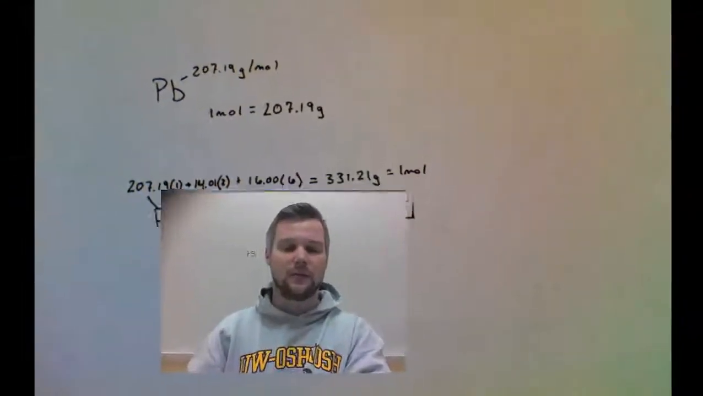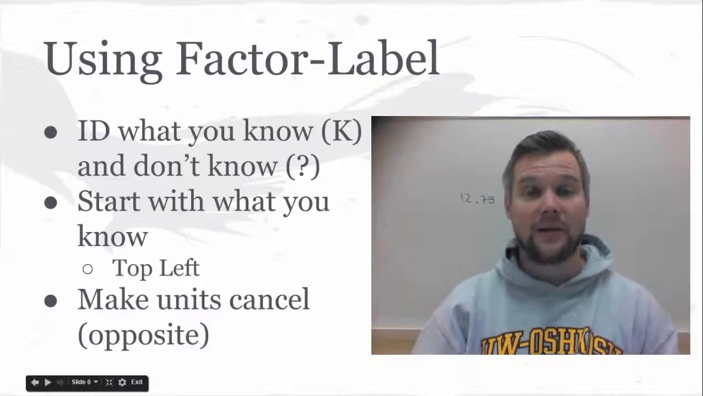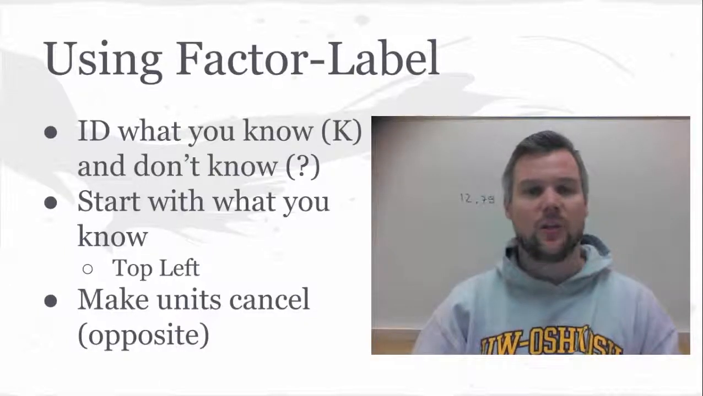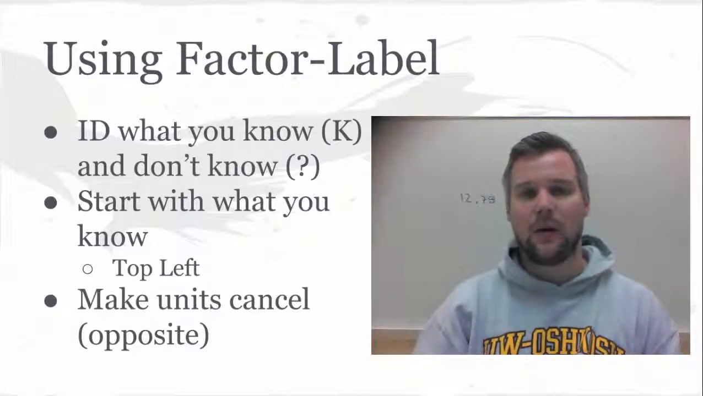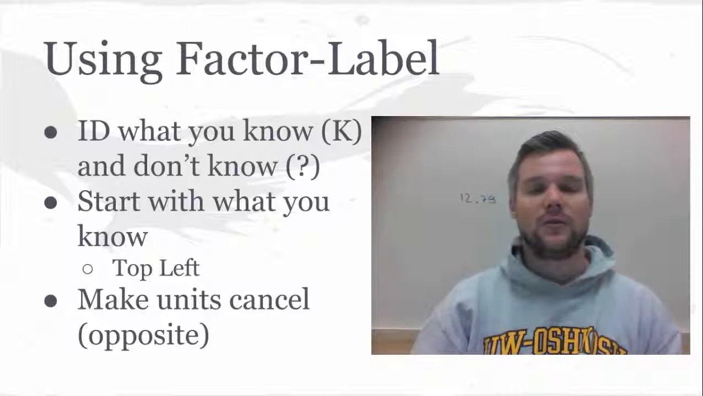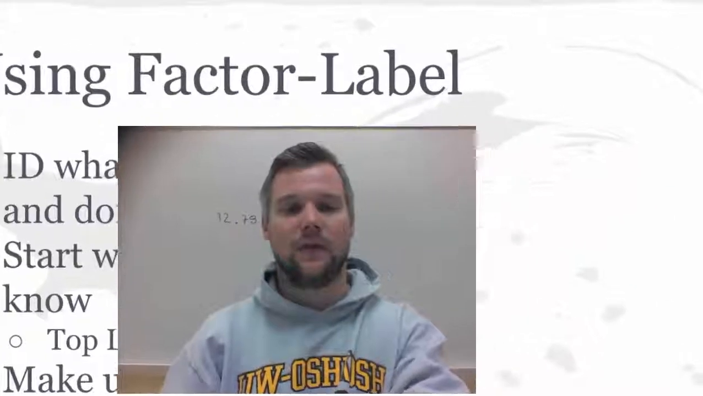Now we use those values when we're trying to do factor label, as if we're going to be using the molar mass in grams, and if we're going to set up fractions. So we're going to solve these factor label problems the same way that we solved factor label problems in the past. We need to identify what we know. We're going to do that by writing a K above that number and value inside the text of the problem, or if you just have a lot of white space, you could do K equals. And then also what you don't know, put a question mark above that unit that you're trying to solve for. Start with what you know, put it in the top left box, and then make your units cancel by putting them opposite. So if I'm doing work over here, this is my problem.